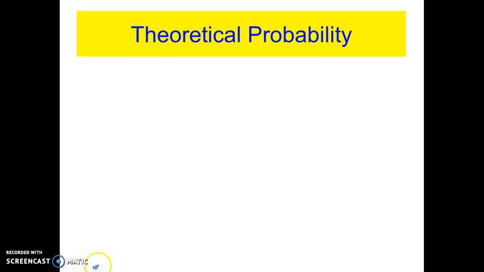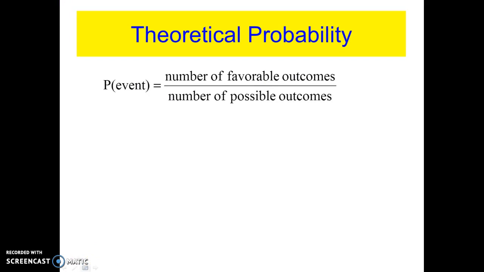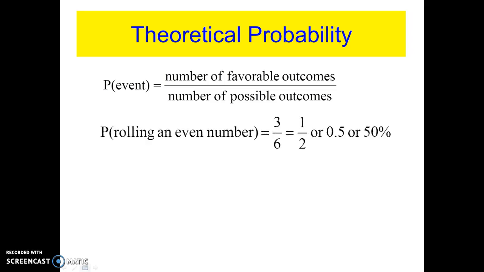Okay, theoretical probability is different. That is the probability of an event happening when you're just thinking in theory. You're not actually doing an experiment. And that ratio would be the number of favorable outcomes over the number of possible outcomes.